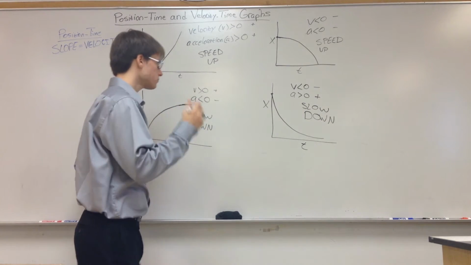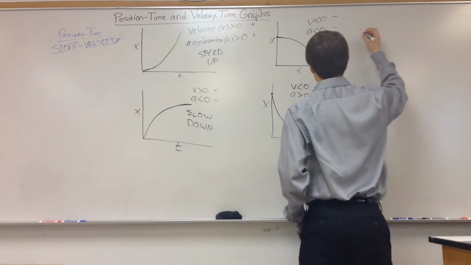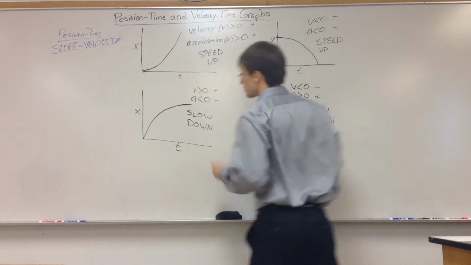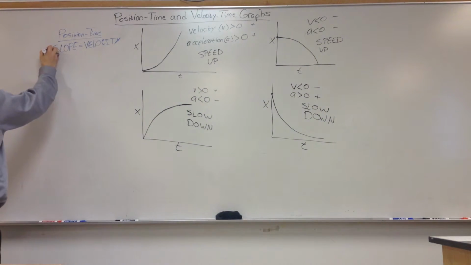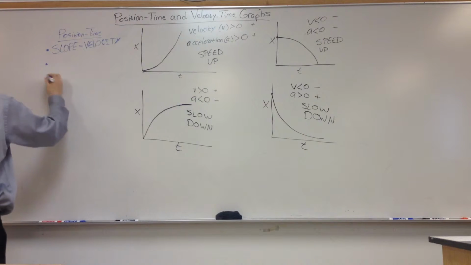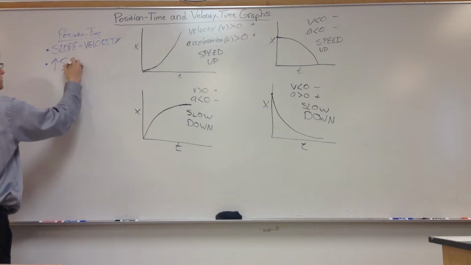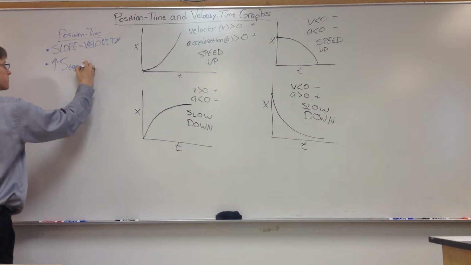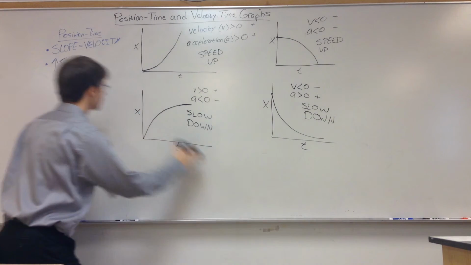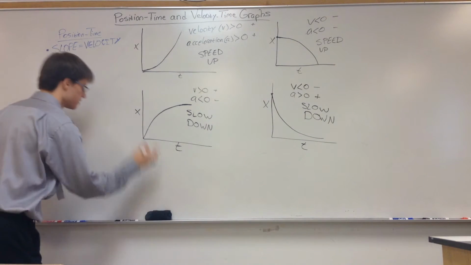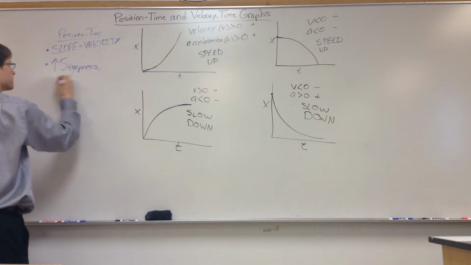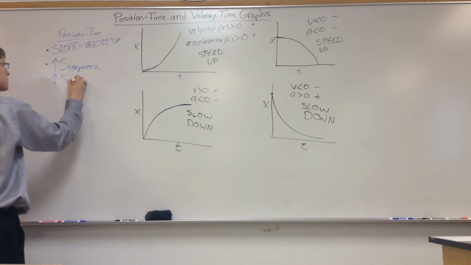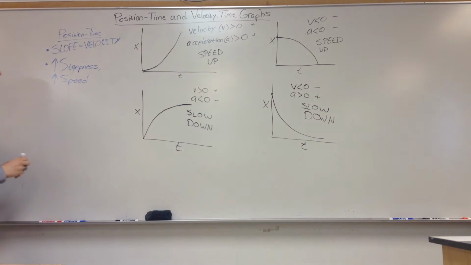So, the thing to keep in mind for position time graphs is, I'll write this over here actually. So slope equals velocity. If you increase your steepness, it means that you're going to be speeding up. Increase steepness, increase speed. Okay?